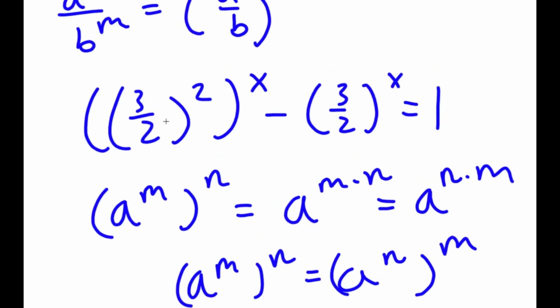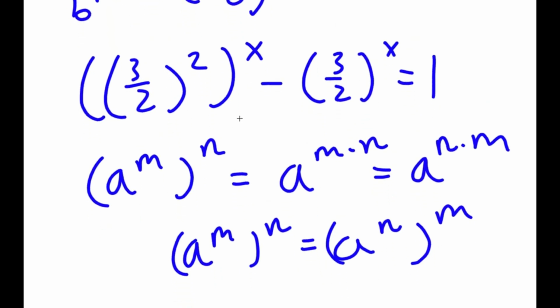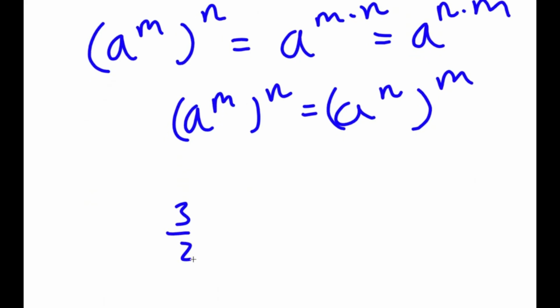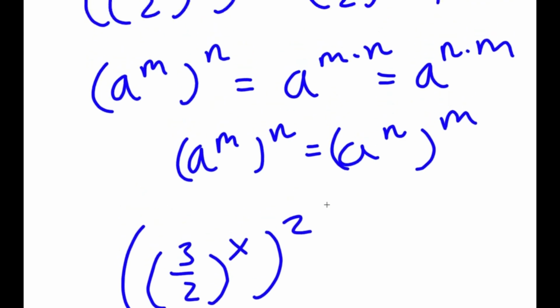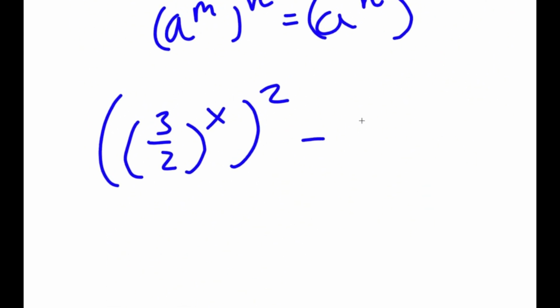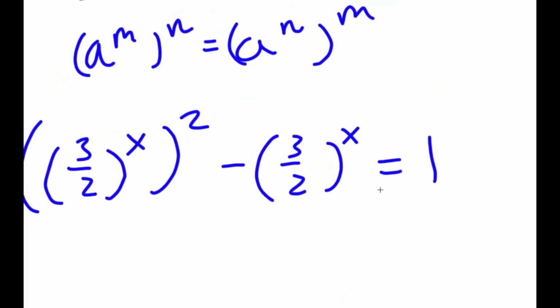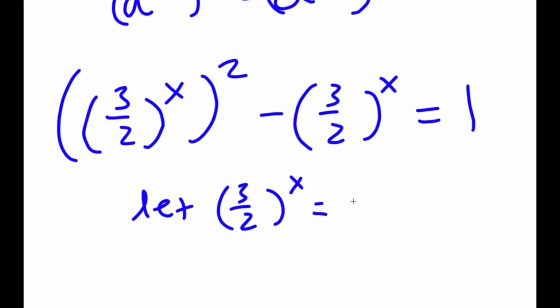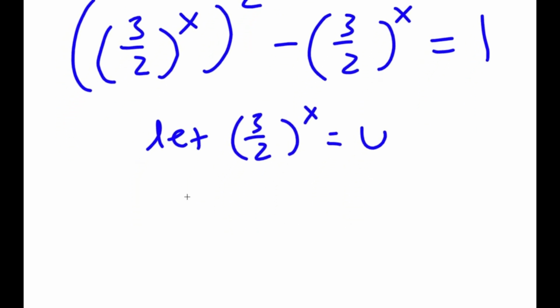So right here we have (3/2)^(2x), and that is going to be equal to ((3/2)^x)^2. Then we still have minus (3/2)^x is equal to 1. Now I'm going to let (3/2)^x equal the variable u. So now I have u squared minus u is equal to 1.